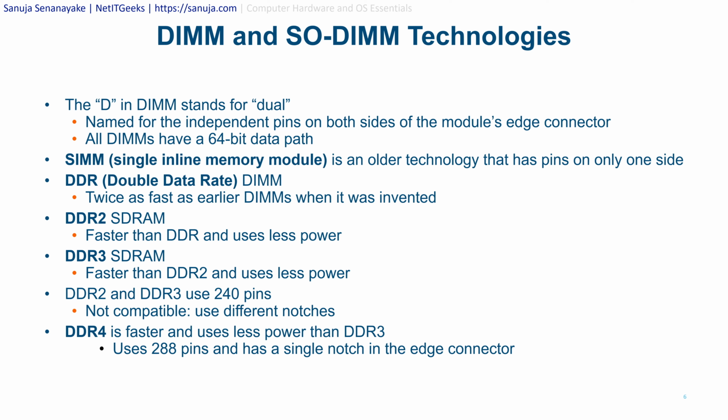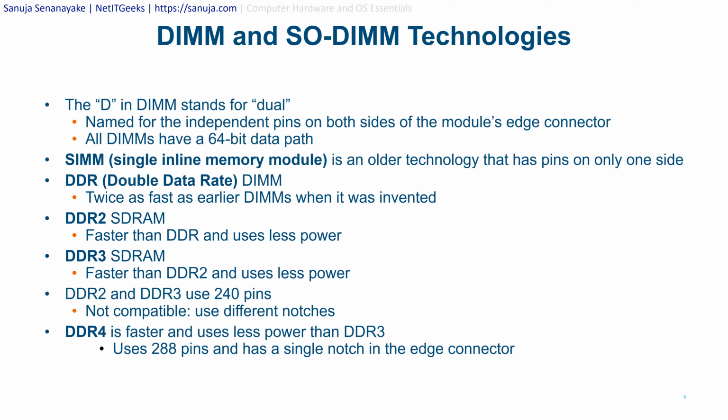The DDR2 SDRAM is faster than the previous DDR and uses less power as well. So it is power efficient. And when you move on to the DDR3 SDRAM, it is going to be even faster than the DDR2, the previous generation, and it also uses much less power compared to DDR2. The DDR2 and DDR3 use 240 pins, and you need to keep in mind that these are not interchangeable, so they are not compatible with each other.